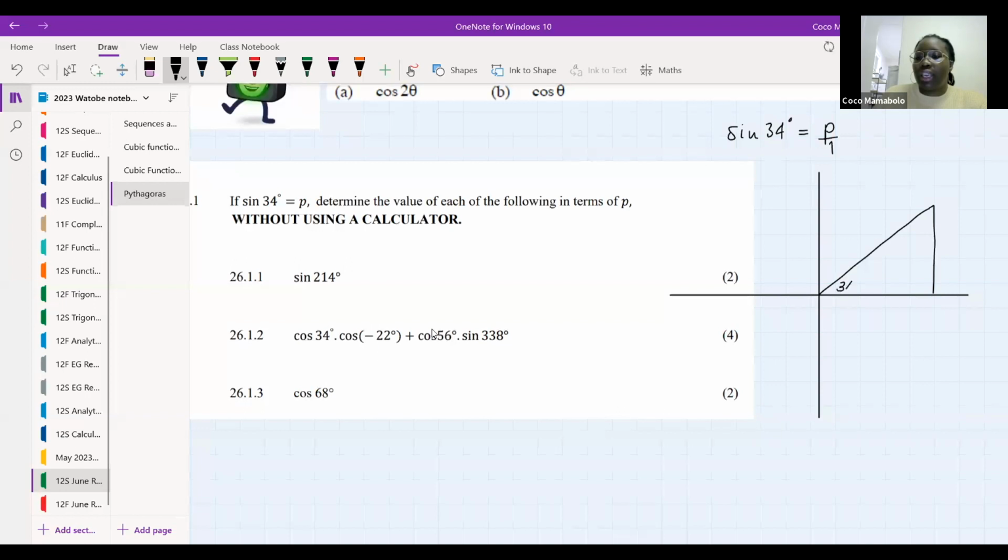So I'm going to put it right there. This angle over here is 34 degrees. And I know that sine is equal to y over r, and that means that this over here is P, and my r value would be 1. It's 90 degrees. All right. I want you guys to answer 26.1.1, 26.1.2, 26.1.3. If you need any help, please pop in the chat.